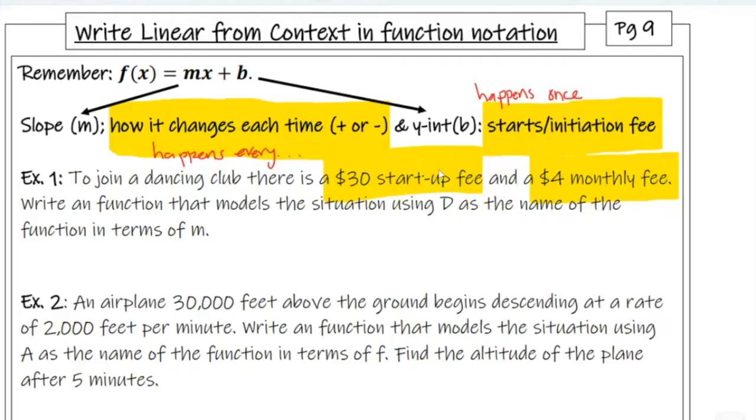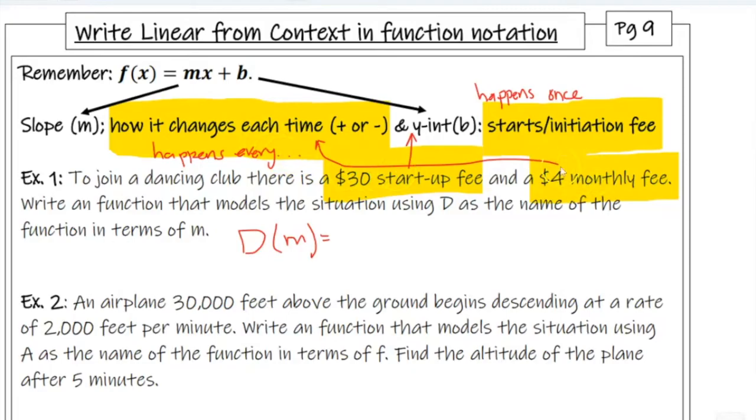So that means this is my happens once, y-intercept. And this is my happens every, which is my slope. And so all you have to do after that is write the function given whatever they define. So let's read what they say. Write a function that models the situation using d as the name of the function. So I'm going to use d as my name, and you have to say as a function of what? In terms of m. So d in terms of m. So my input is m and my output is d.